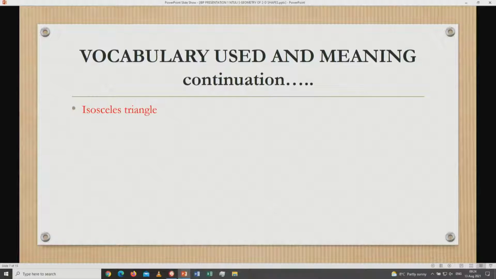Then we have what we call isosceles triangle. What is an isosceles triangle, guys? All right. We say an isosceles triangle is a triangle with two equal sides and angles. In other words, for a triangle to be called an isosceles triangle, it must have two equal sides and two equal angles inside the triangle. So then that triangle is called an isosceles triangle.